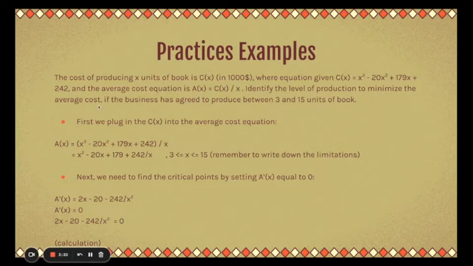First, the steps to do this: we have to plug C(x) into the average cost equation. Here we can see A(x) equals C(x) divided by x. So we simplify this, and it'll give us x to the power of 2 minus 20x plus 179 plus 242 divided by x. We have to write the limitations as well, 3 to 15. Do not forget this. Next, we need to find the critical points by setting A prime of x equal to 0.